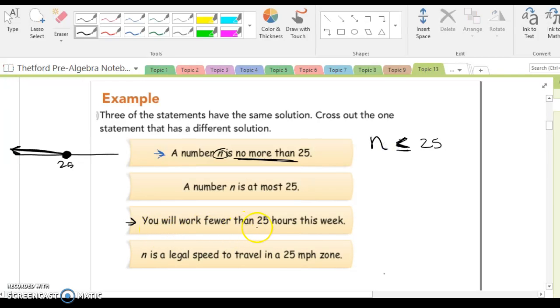You will work fewer than 25 hours this week. So I work so many hours, and it needs to be fewer than 25. This is a less than because we are not going to include 25 in our solutions, because if I plug a 25 in here, 25 is not fewer than 25. It's equal to it, so it's not a solution.